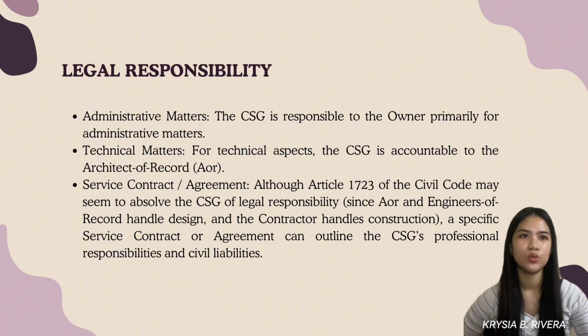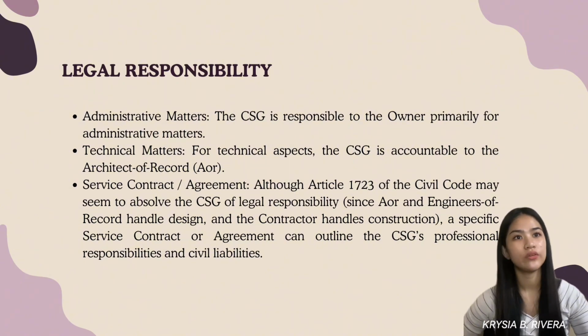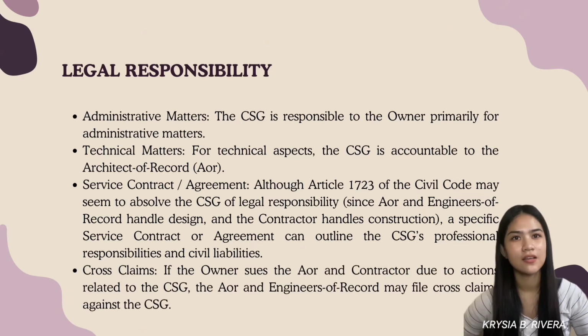Although Article 1723 of the Civil Code may seem to absolve the CSG of legal responsibility since the AOR and engineer of record handle design and the contractor handles construction, a specific service contract or agreement can outline the CSG's professional responsibilities and civil liabilities. Next and last is the cross claims.